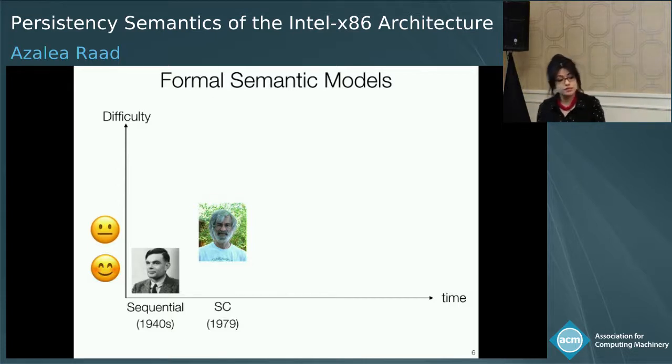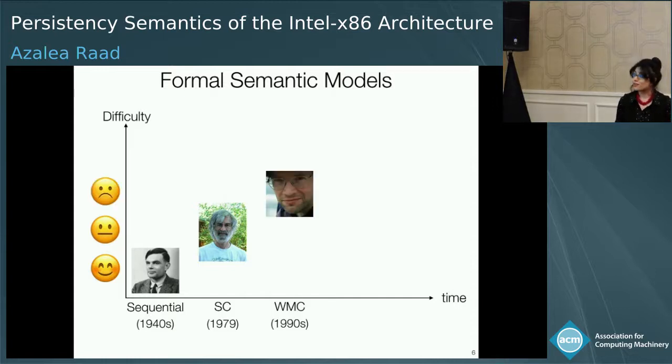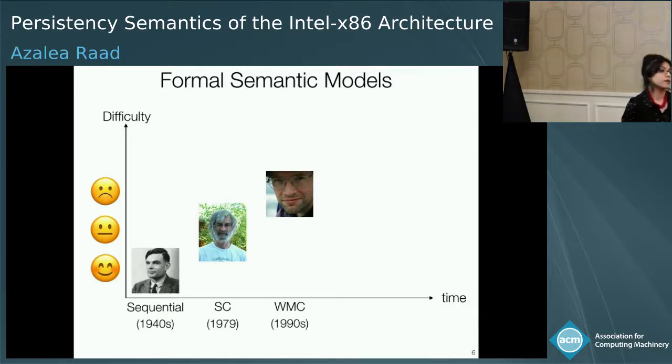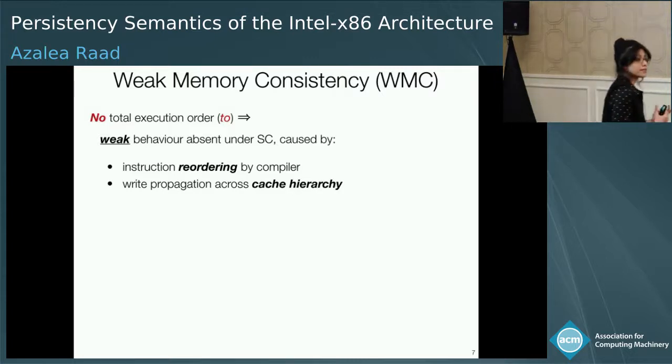In fact, no existing hardware out there provides you with SC guarantees by default, and you have to bend over backwards to convince your hardware to give you these SC guarantees. And this is why researchers such as Peter Sewell, who is standing right in the corner over there, started looking into more realistic models of computation, collectively known as weak memory consistency. Essentially what weak memory consistency says is that you should forget about this total execution order because it's not realistic. As a result, you should expect weak behaviors or anomalies that are not possible in the SC context.